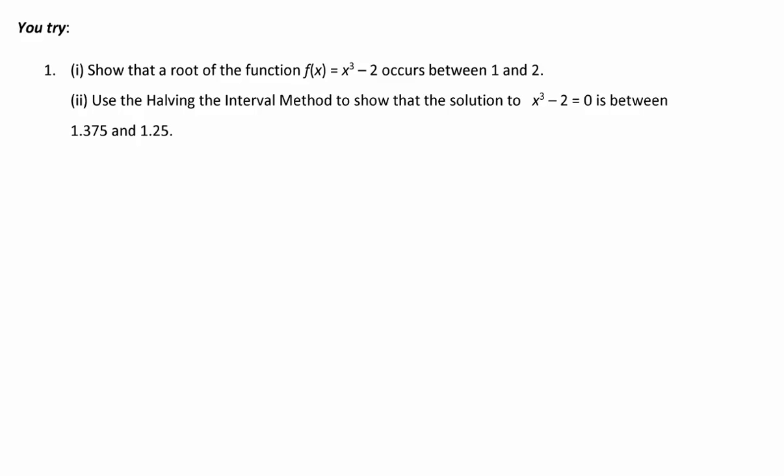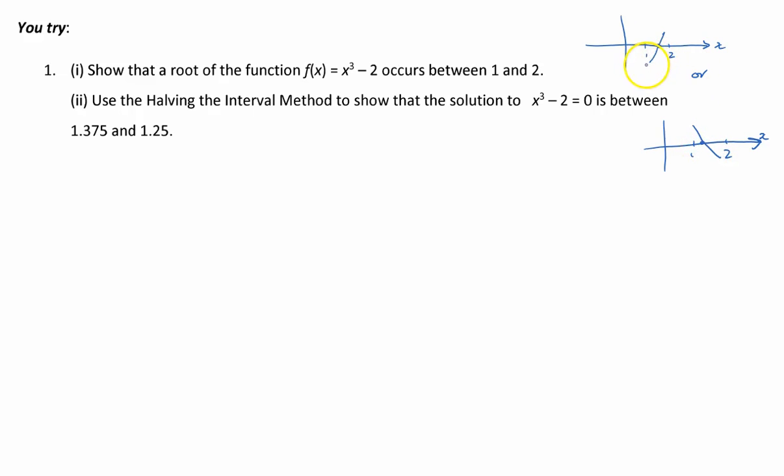Let's have a look at this example. It says, show that a root of the function f of x is x cubed minus 2 occurs between 1 and 2, understanding the x values. So graphically, it's suggesting, here's our x-axis, at 1 and then at 2, somewhere between 1 and 2, the graph either does that, or between 1 and 2, the graph might do that. And that indicates a root has occurred.